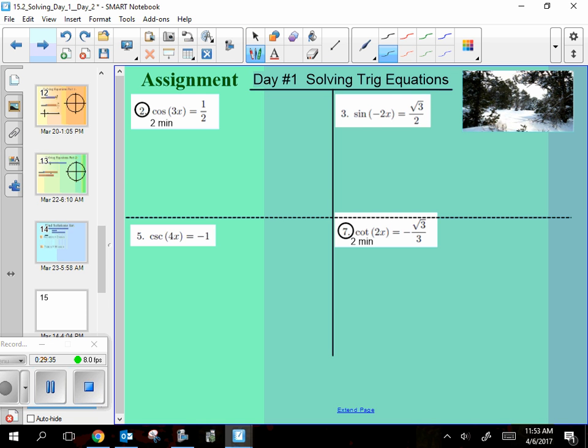You may skip number 7. Notice it says cotangent of 2x. That's not even on the sheet. But what is on the sheet? Tangent of 2x. It's on the sheet. You'd find it, and then you'd have to remember to take the answer and flip it. Okay, but we're not going to do that one.